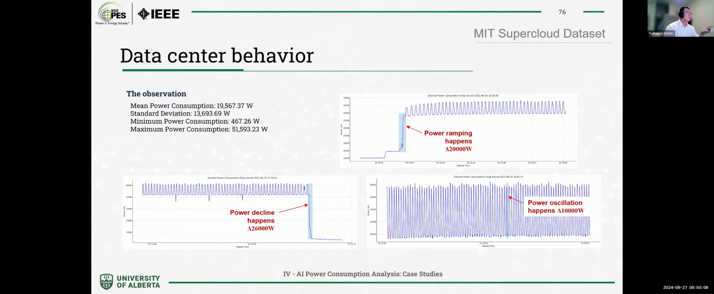Okay, on the left bottom side, we can also observe some power decline happening, about 26 kilowatts. And we can also observe power oscillation happening during certain time ranges.